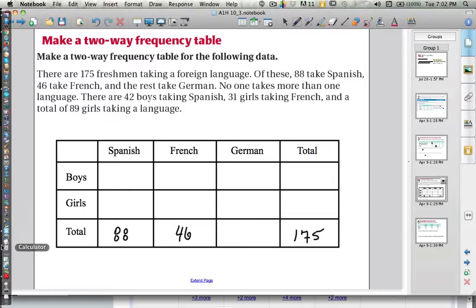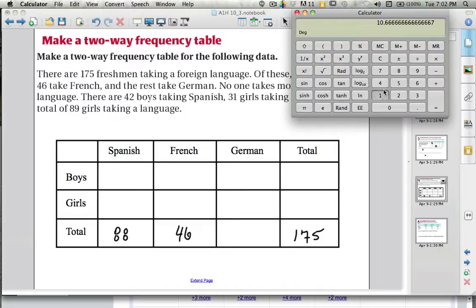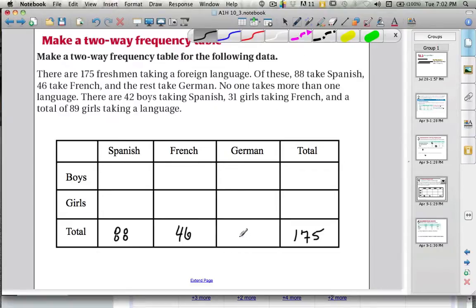So that means that's going to be 175 minus the 88 taking Spanish and the 46 taking French. That leaves 41. So that means 41 of them take German. No one takes more than one language. That's helpful to know.